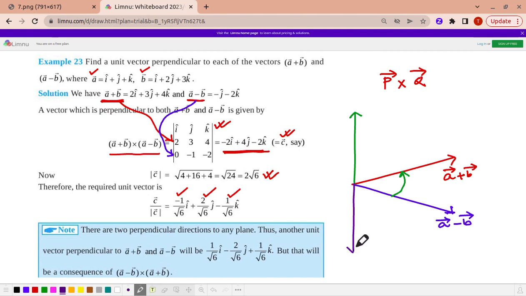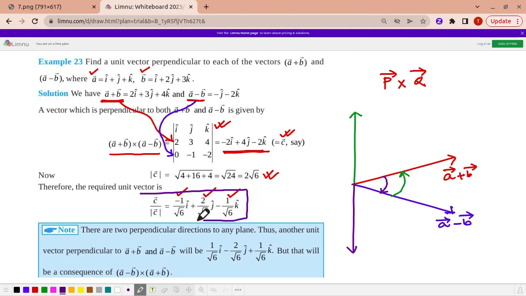Okay, if the angle is actually traversing from a plus b to a minus b, that is why there could be two perpendicular vectors. Now we need to find the unit vector. So the first unit vector we found out here.